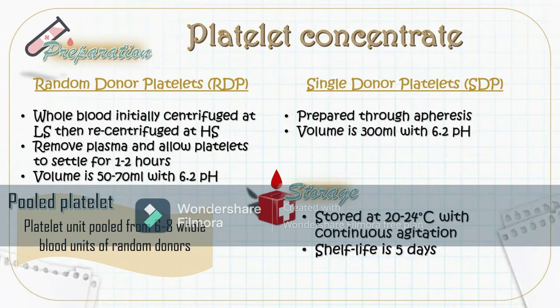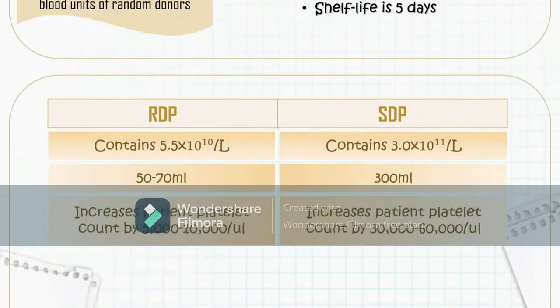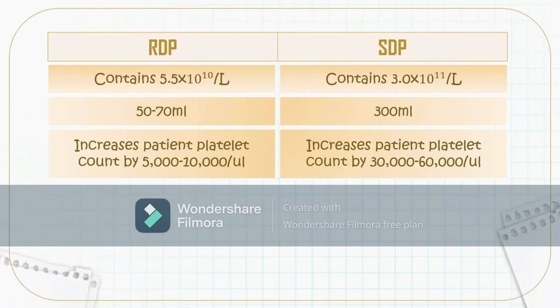To further differentiate random donor platelets from single donor platelets, we have here this illustration. For the amounts of platelets that they contain, our random donor platelets again must contain at least 5.5 times 10 to the 10th per liter of platelets, whereas single donor platelets which were collected through apheresis will have a higher yield of platelets at approximately 3 times 10 to the 11th per liter.